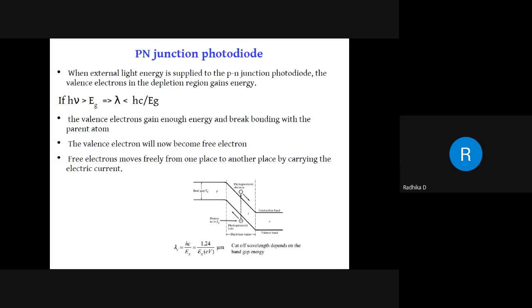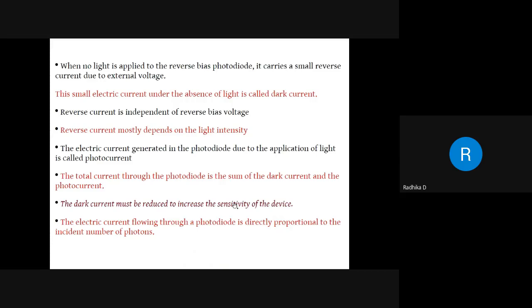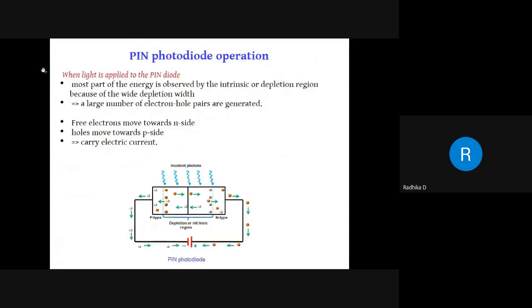A similar variety is a PIN photodiode. Here you had a p-type and n-type, and the depletion region was formed when you joined this p-type and n-type. Now, what is this I then? You have P type, you have N type, and you have an intrinsic semiconductor in between. That intrinsic semiconductor is going to act as the depletion region.